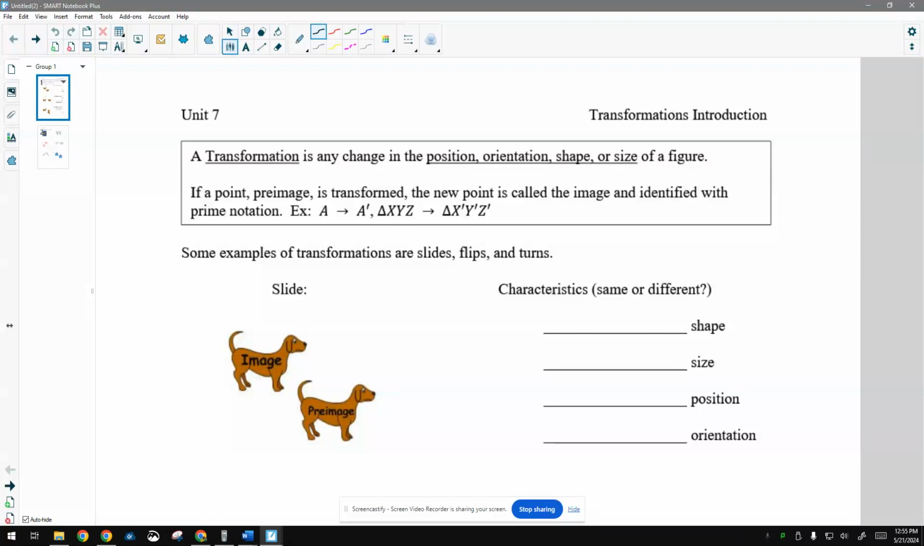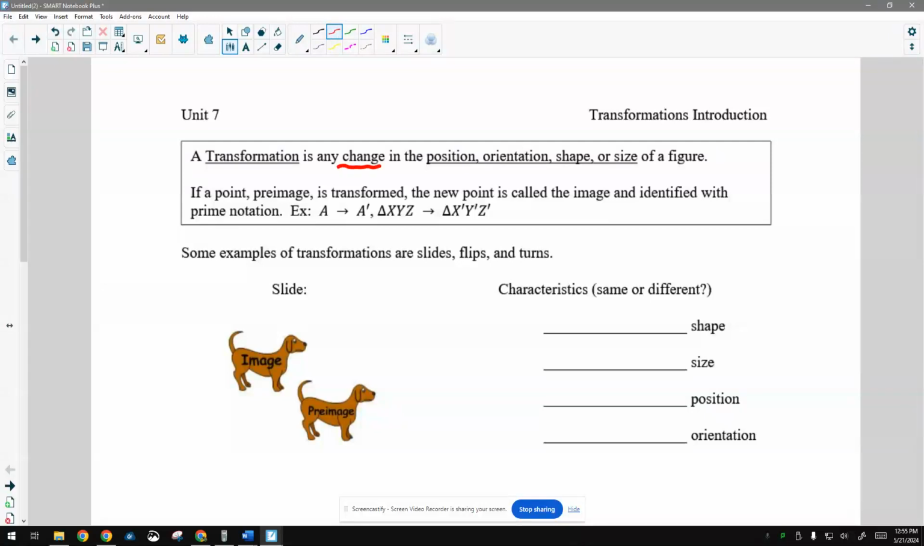In math, we're talking about geometric shapes. And so it's a change in either position. I can be here, or I can be here, or a change in orientation. So if I'm looking at the clock and I'm going to the right, I'm going clockwise. But if I'm going to the left, I'm going counterclockwise. That's orientation, okay? A change in shape. Change the shape. I got to think about that one.